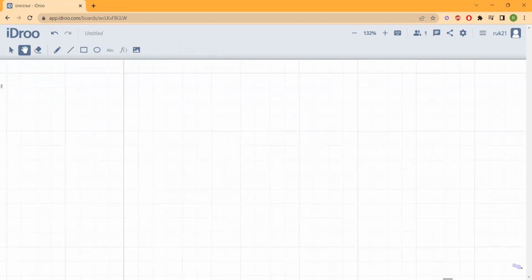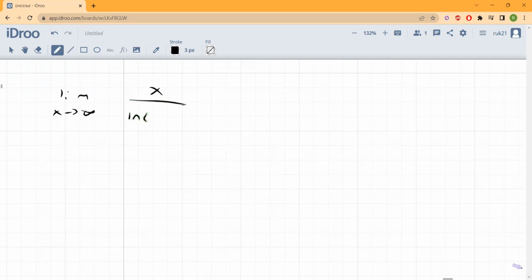The next one is the limit as x approaches infinity of x over ln of 1 plus 2e to the power of x. First thing we're going to do is see what happens when we plug in infinity. If we plug in infinity, it's infinity over ln of infinity, which is still infinity, so it's infinity over infinity.